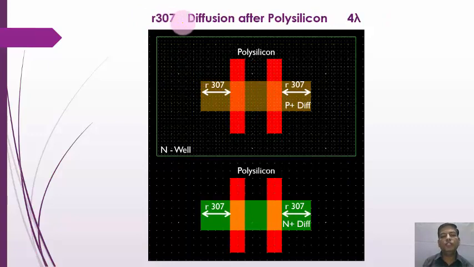Then rule number 307, that is diffusion after polysilicon. Diffusion after polysilicon from either side is 4 lambda. P plus diffusion, here 4 lambda distance is there. This side again 4 lambda, this side again 4 lambda, and this side again 4 lambda.